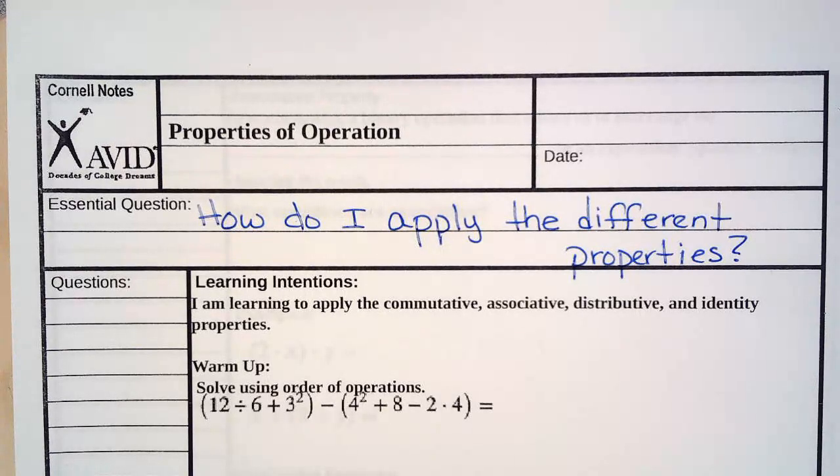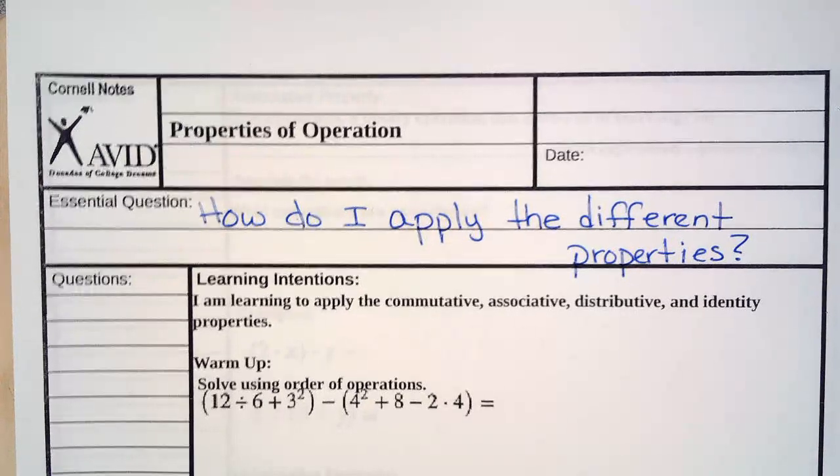Today we're looking at the properties of operation. So your essential question is, how do I apply the different properties? Your learning intention. I'm learning to apply the commutative, associative, distributive, and identity properties. You have 2 warm-up questions. Please pause the video and solve the warm-up questions now.